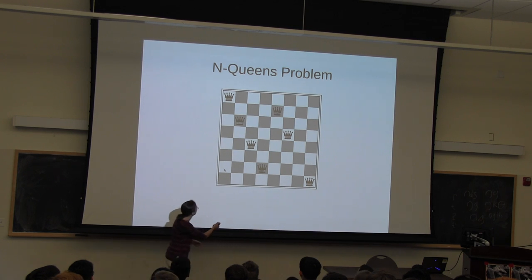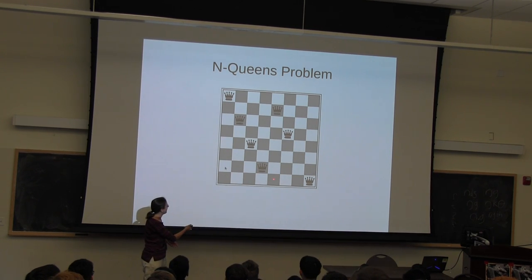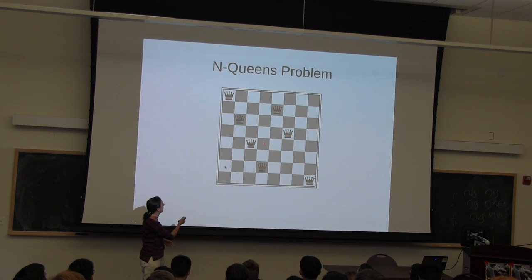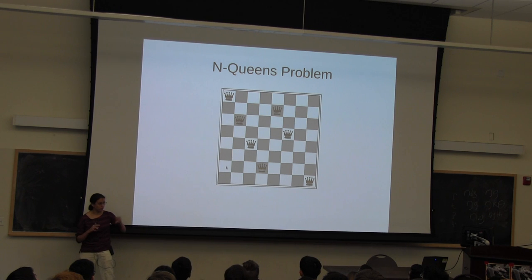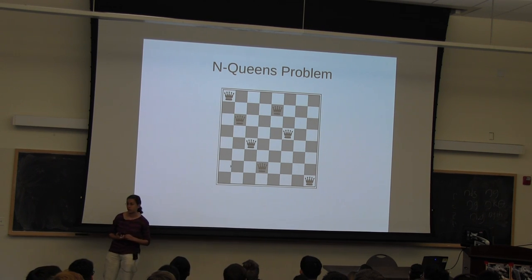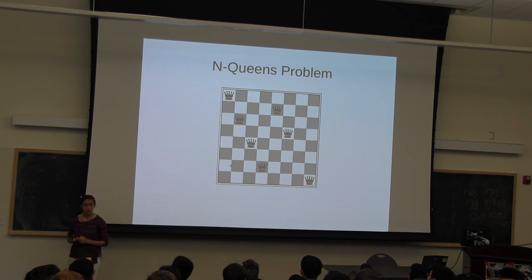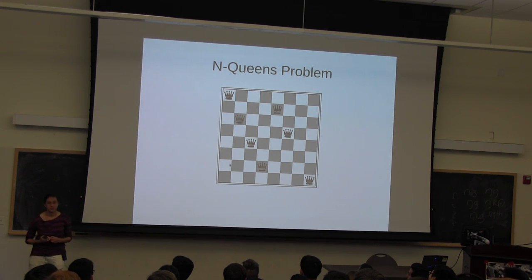So this queen can move here, here, here, there. Maybe I'll use my laser pointer. There we go. Or it can move there, there, or there, or it can go up and down, or right and left. The goal is to find a configuration of these pieces where none of them are attacking each other. So is this board such a configuration? No. Why?